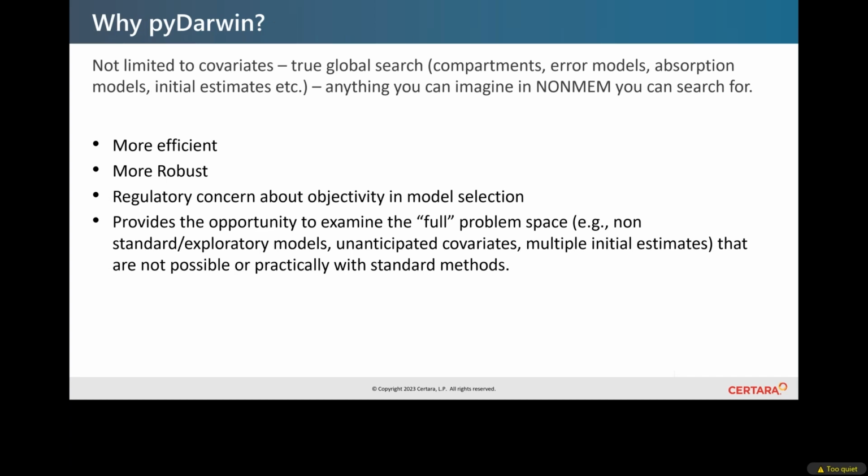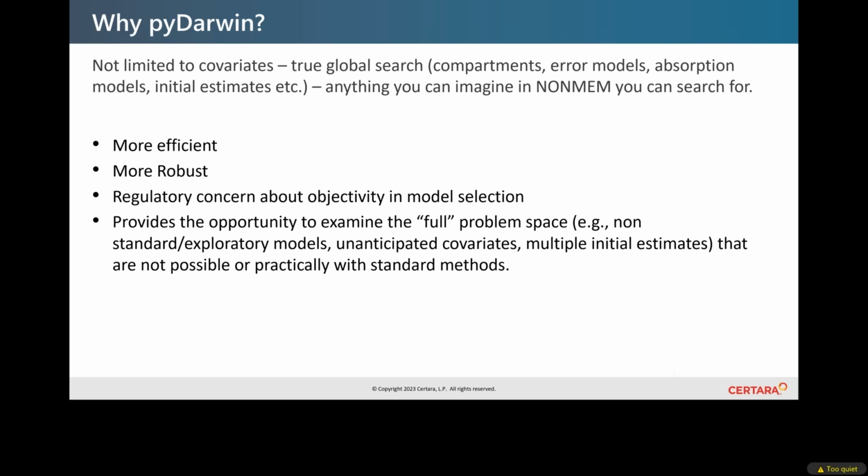But specifically, why PyDarwin? Because it's not limited to covariates. It is a true global search. Compartments, error models, initial estimates, anything else you can imagine. More efficient, more robust. We're usually concerned about objectivity. But in the big picture, it really provides a practical solution to examining the whole problem space, not just picking a structural model, two-compartment first-order absorption, because it looks good, and then going down some fairly limited path about what we might add to that model.